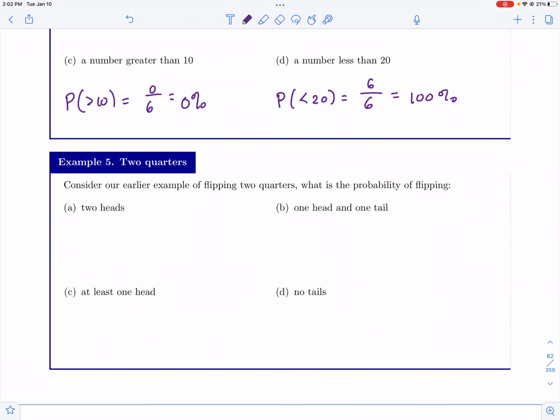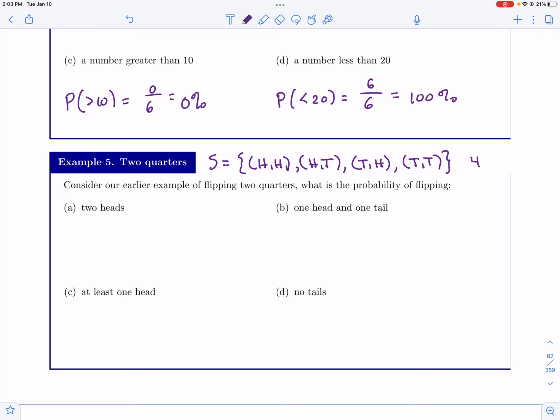All right, so example 5 is using our 2 coin flip situation that we had before with our sample space. Again, I'm just going to quickly jot down our sample space here so we have it to look at. In this case, our sample space consisted of 4 elements. So our bottom number for all these problems is going to be 4.